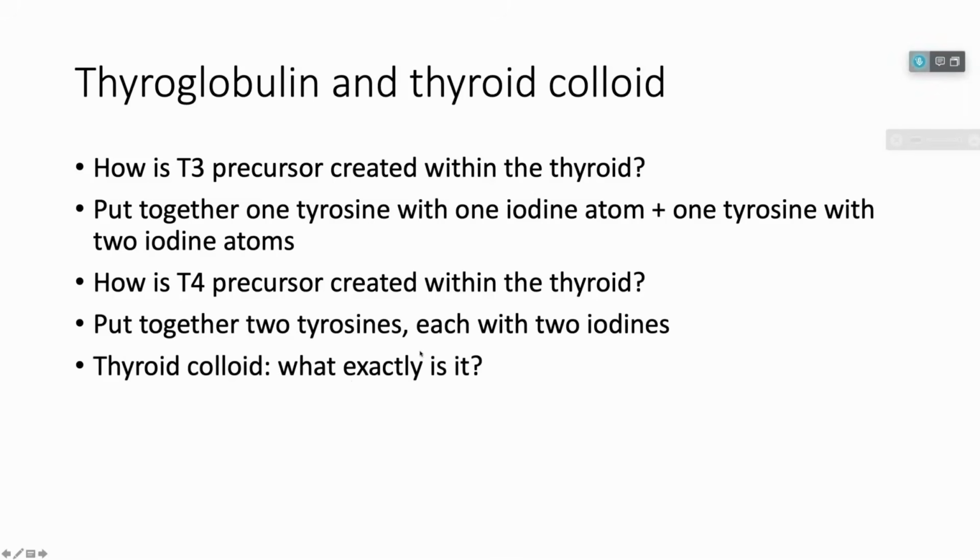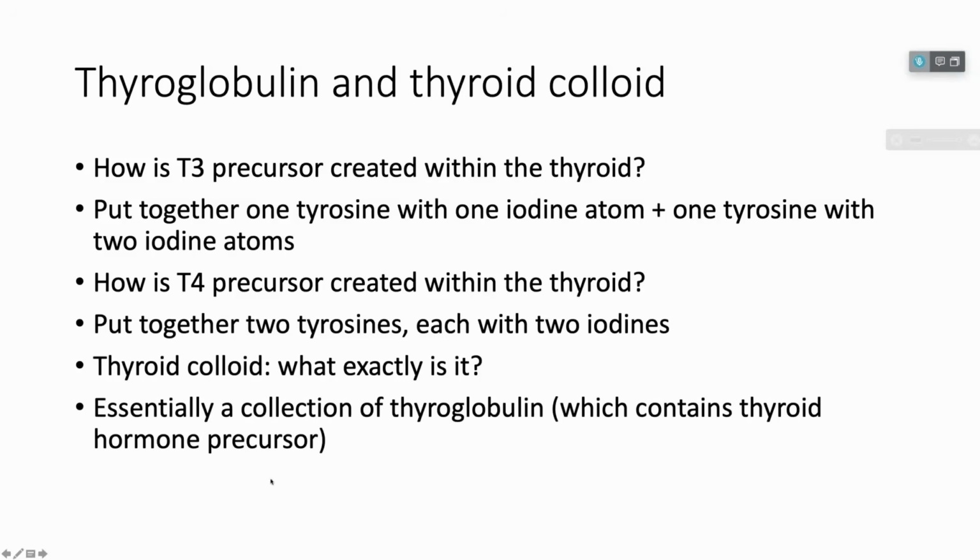So what exactly, Perlina, is colloid? Again, another vague read-my-mind question. Well, it's a collection of what's in the cell, so thyroglobulin. Yeah, it's basically just a bunch of thyroglobulin, which is the best way of thinking about it, and thyroglobulin in and of itself has a thyroid hormone precursor.